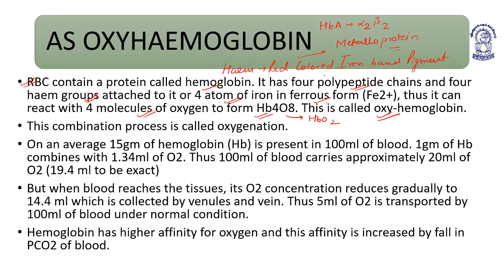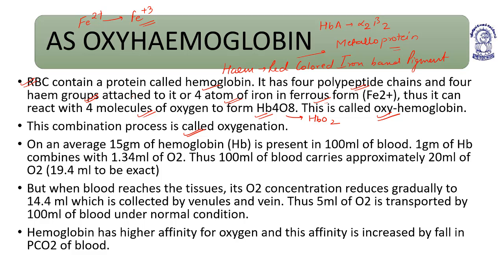This is called oxyhemoglobin. Iron in the ferrous state is converted to the ferric state after getting oxidized. Fe2+ gets oxidized to Fe3+. This combination is called oxygenation. The combining of oxygen with hemoglobin is known as what? Oxygenation.